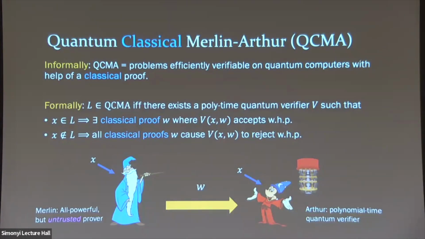We still have the same soundness and completeness conditions as in QMA, but all the quantifiers are with respect to a classical proof. The proof has to be polynomial size. Arthur is still a quantum verifier, so Arthur can still use quantum computations to decide whether to accept or reject.